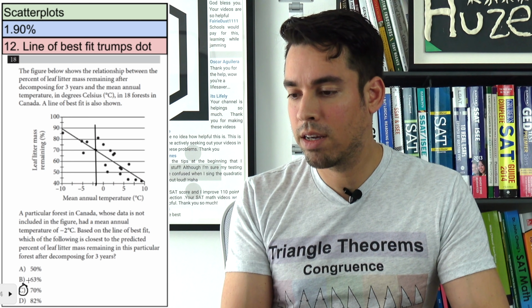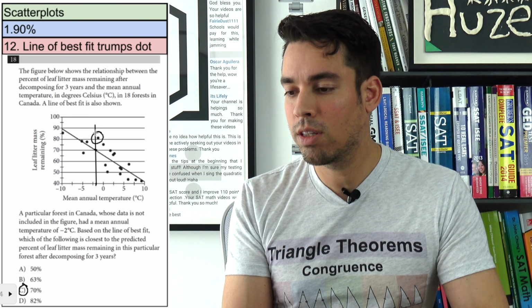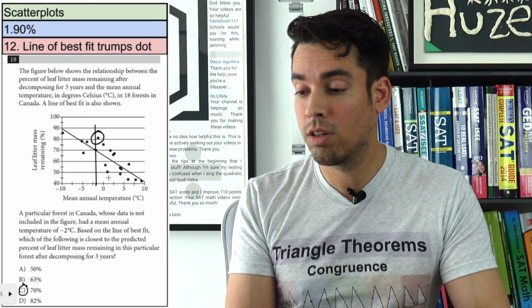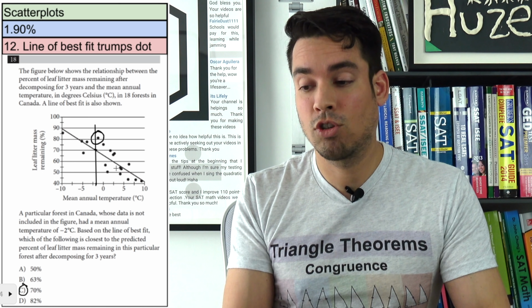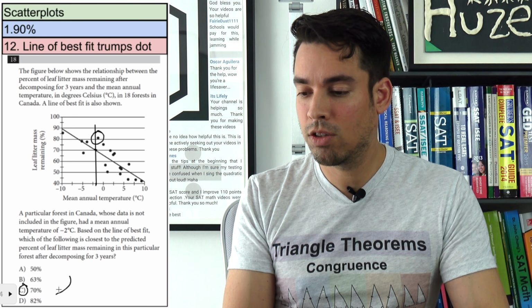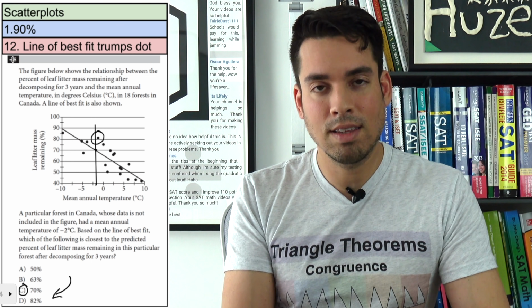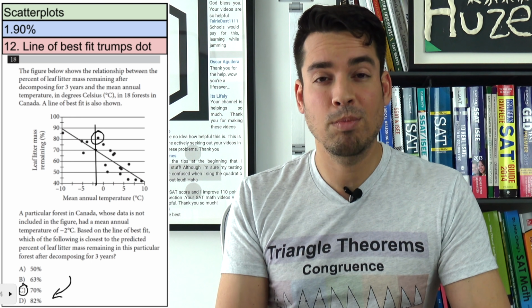Now, if you were not careful, you might have chosen this. Look at that data point. It looks close enough to 2 years. So you might have said, oh, maybe it's 82%, right? Because they have a value there for 82%. But don't be fooled. Stick to the line of best fit, and you're going to be good to go.